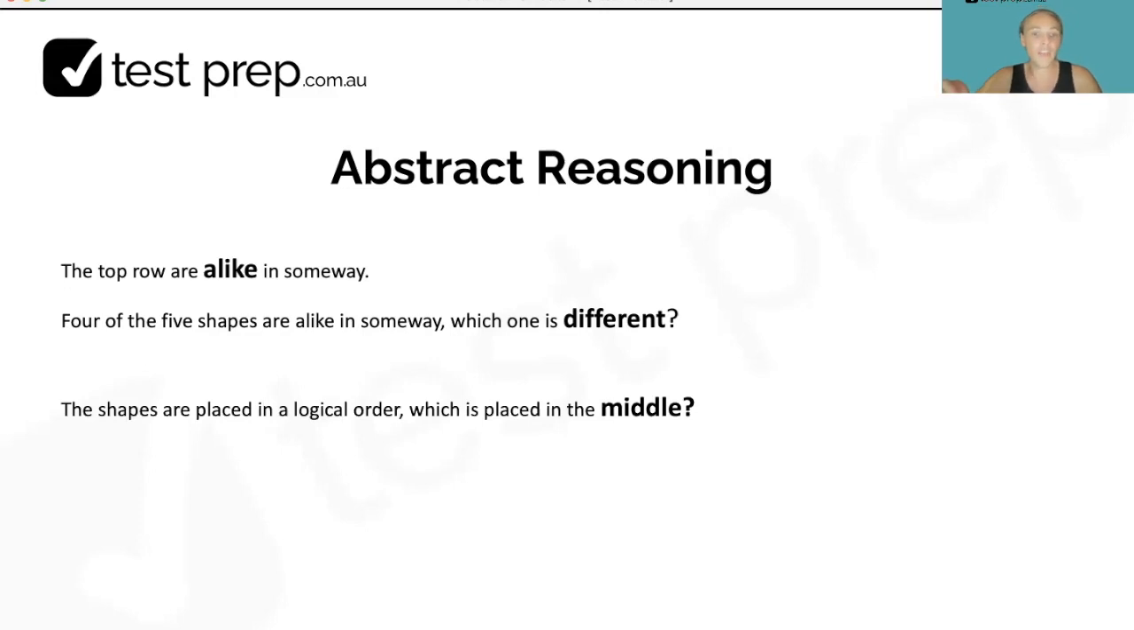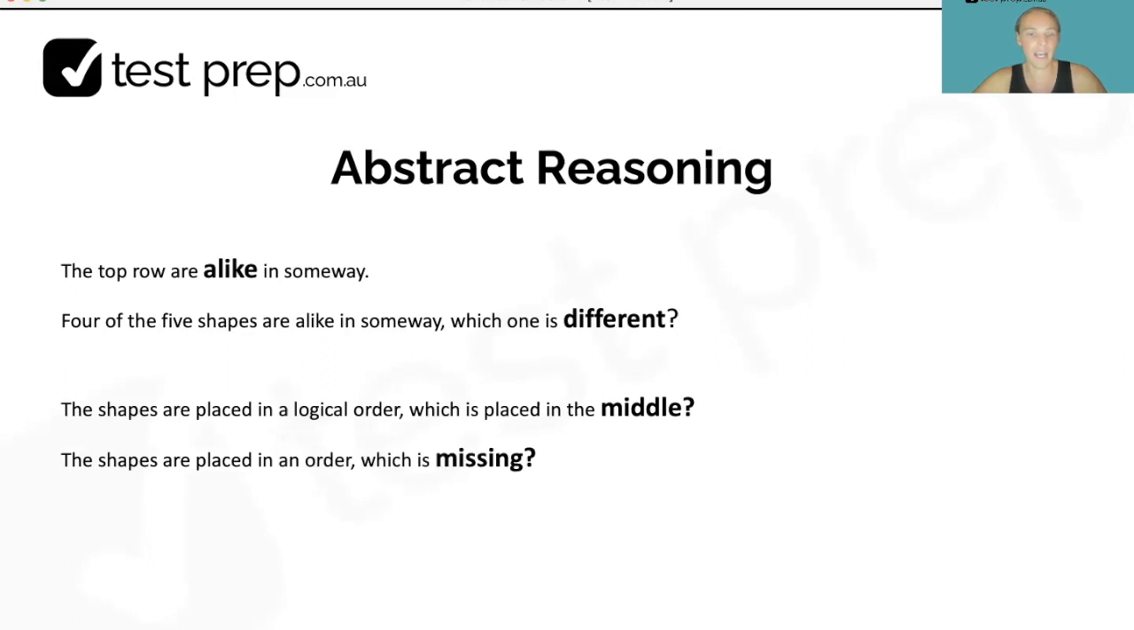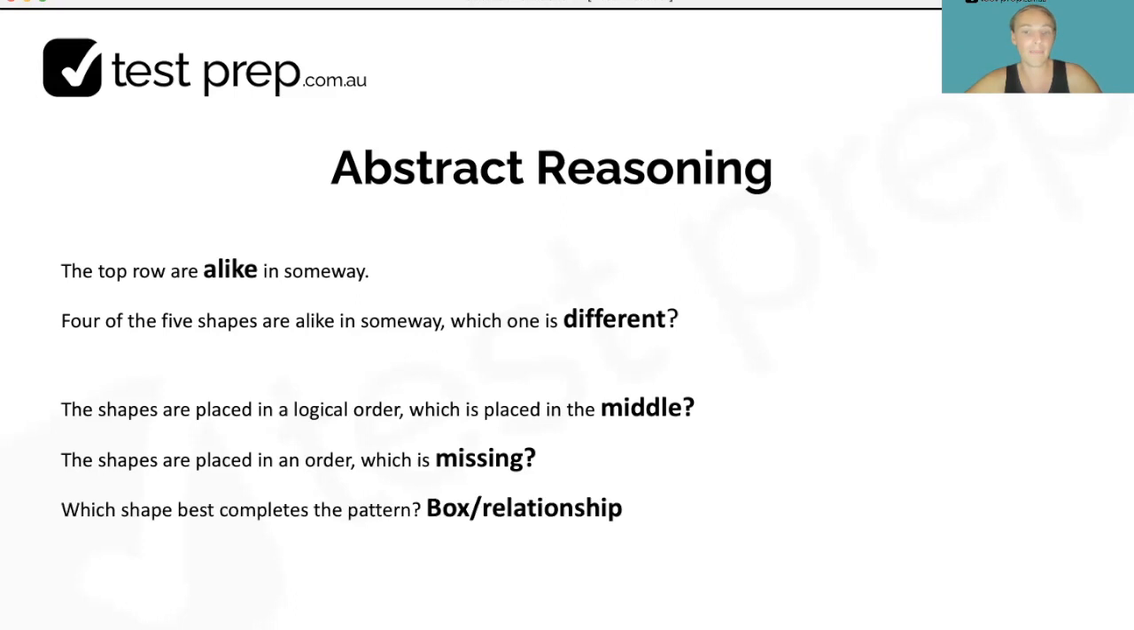The next one is when we're trying to find which shape, when placed in a logical order, is the middle shape. So there's the 5, and there'll be some sort of pattern happening, and you'll be able to try and spot which is the middle one in the sequence. The 4th one we're going to look through is which shape is missing. So there'll be 5 frames of images, and one of those frames will be missing, and then there'll be 5 to choose from down the bottom, and we're going to choose which one would go in that missing space.